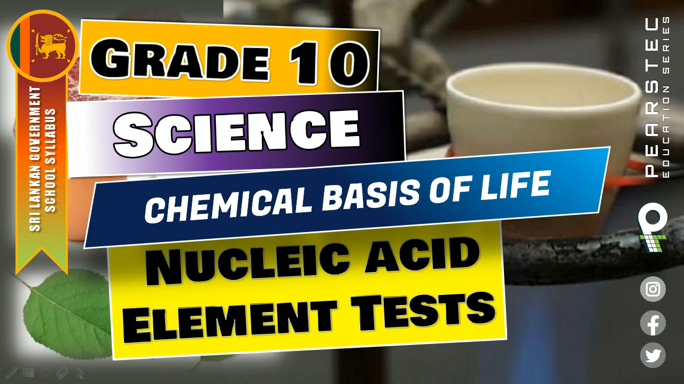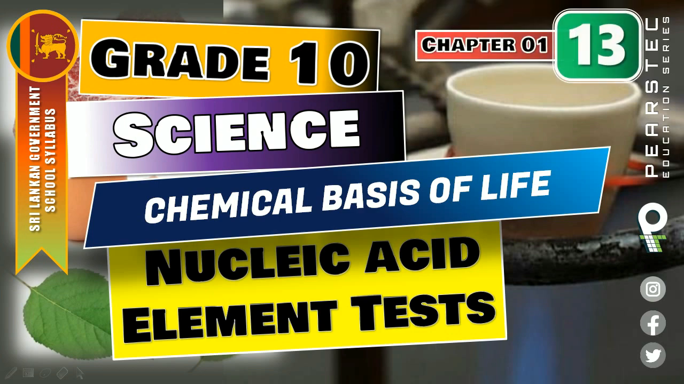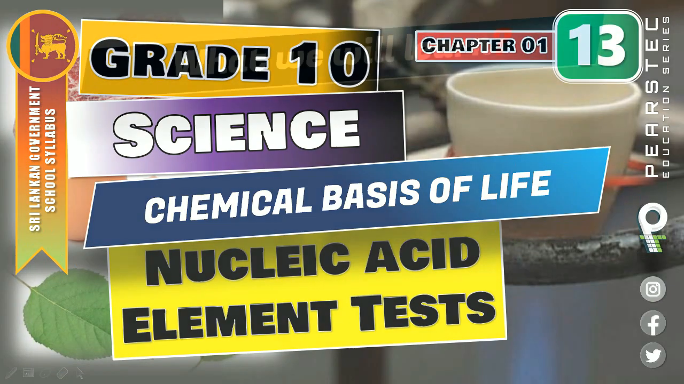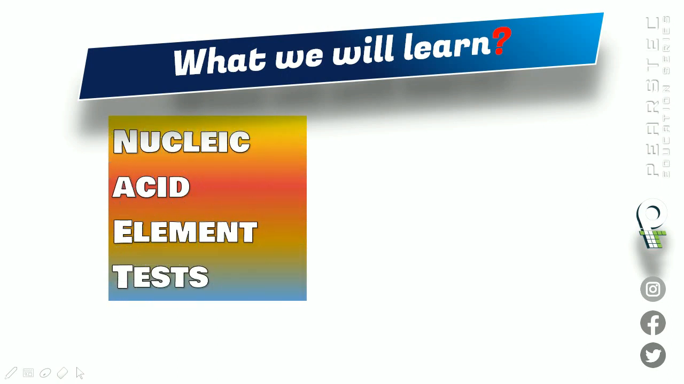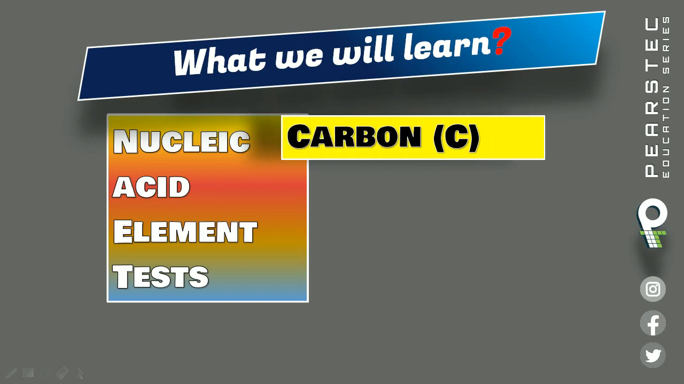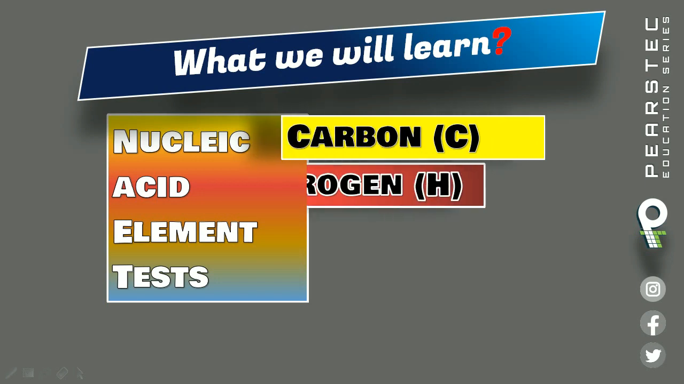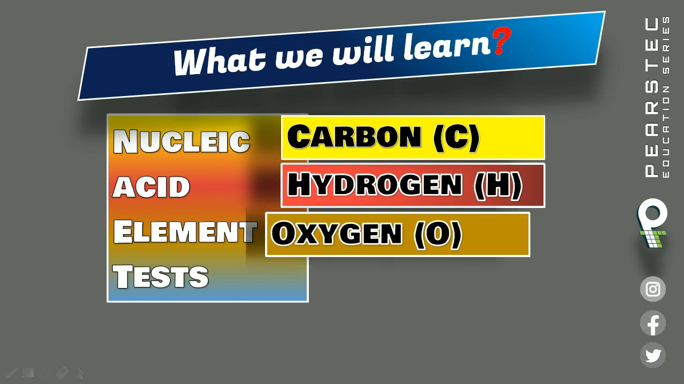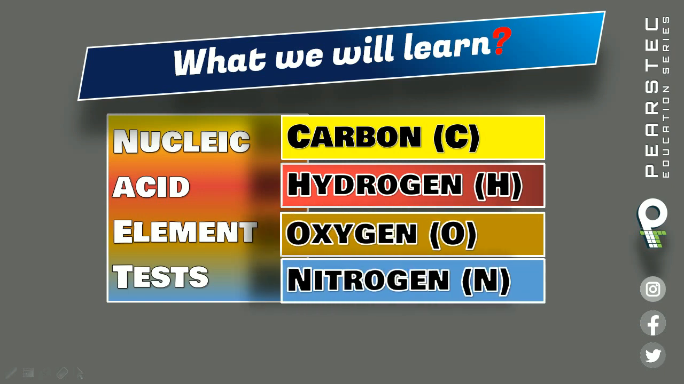We talked about this in our previous video session, and this is going to be video number 13 of chapter number 1. What we will learn is the nucleic acid element tests. What are the tests we are going to do? Carbon test, hydrogen test, oxygen test, and nitrogen test. We want to understand whether carbon, hydrogen, oxygen, and nitrogen are available in nucleic acid. Let's get into the subject and see those things.